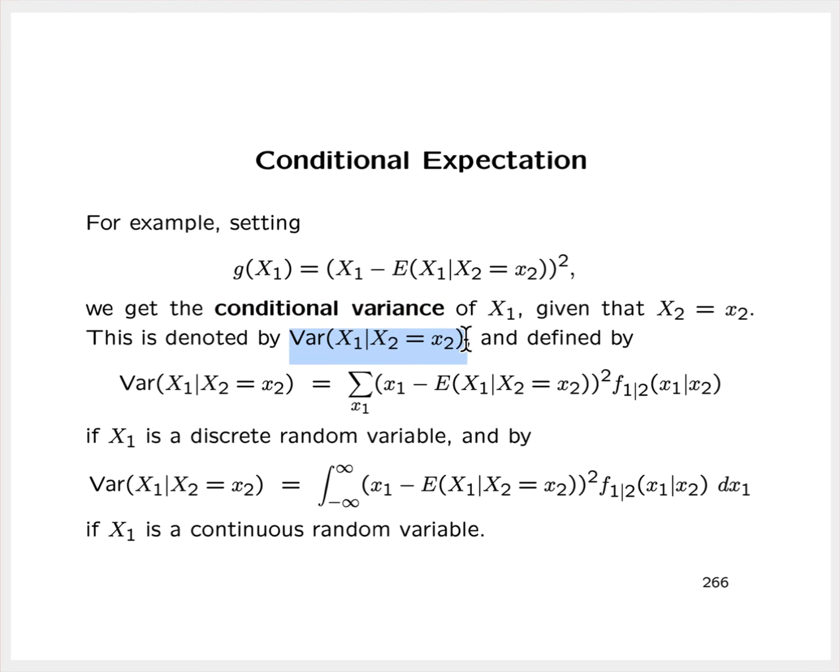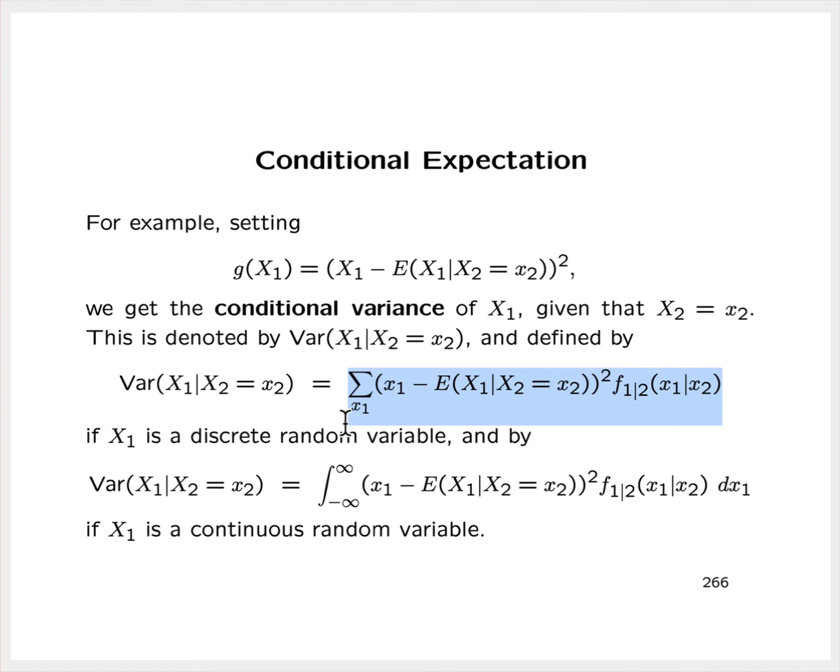We can also call that the conditional variance of x1 given x2. We would denote that this way, slightly different than the typical variance representation because we, again, have to show in our notation that we're dealing with a conditional distribution. All right? And so if x1 is a discrete random variable, then the variance of the conditional distribution of x1 given x2 is given by this sum.